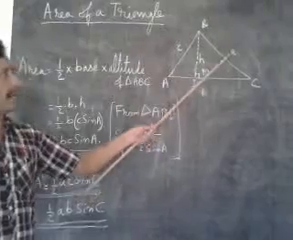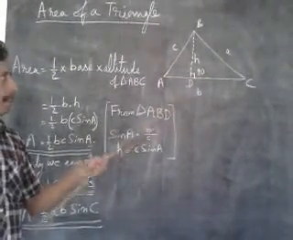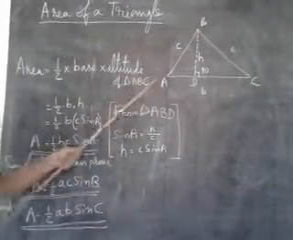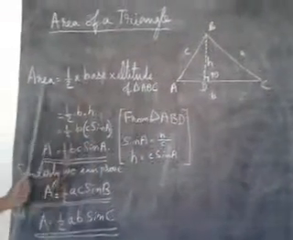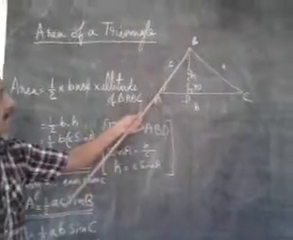This side is denoted by small letter a, this side by small letter b, and this side is small letter c. Then area of this triangle ABC can be found by half into base into altitude of triangle ABC.